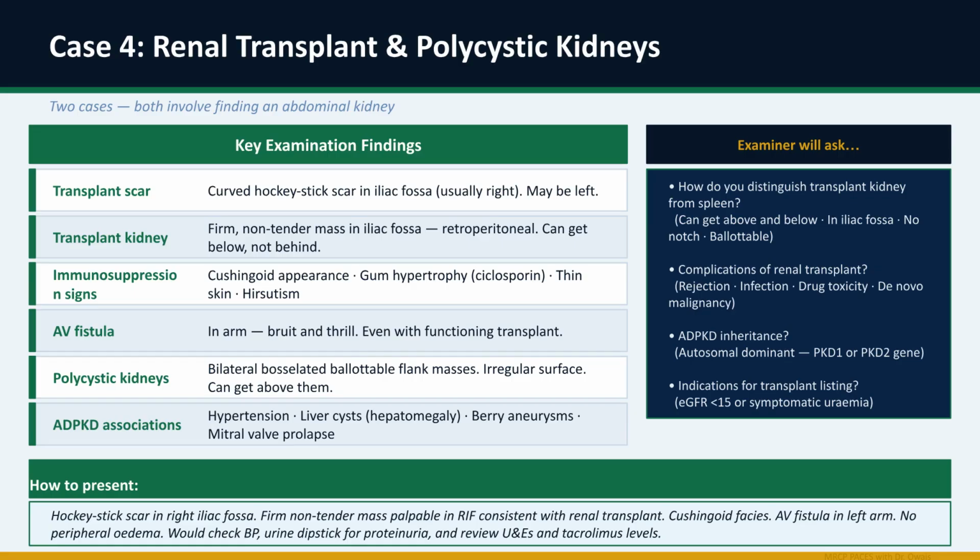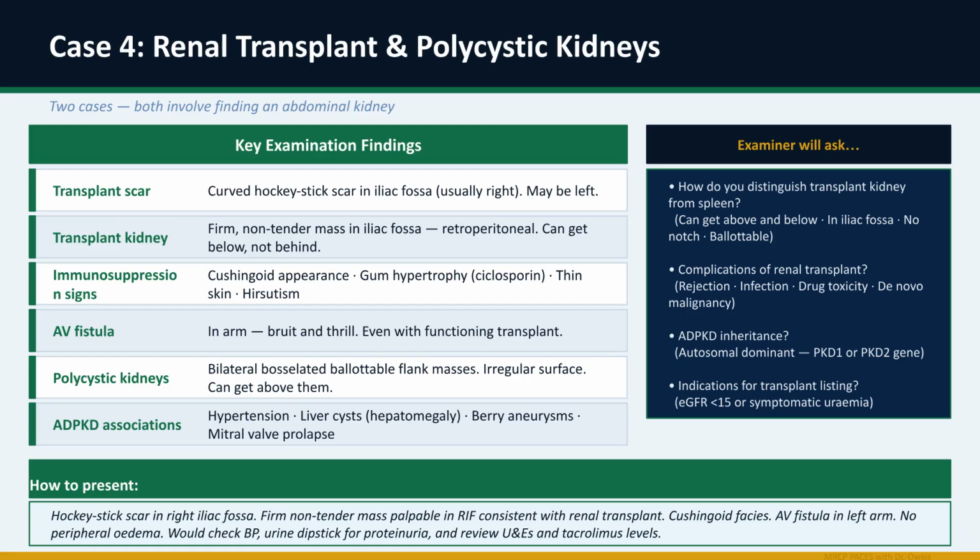Look for associated features: hypertension, check blood pressure. Liver cysts, hepatomegaly may be present. Berry aneurysms, ask about headaches or family history of subarachnoid hemorrhage. Mitral valve prolapse, associated with ADPKD.